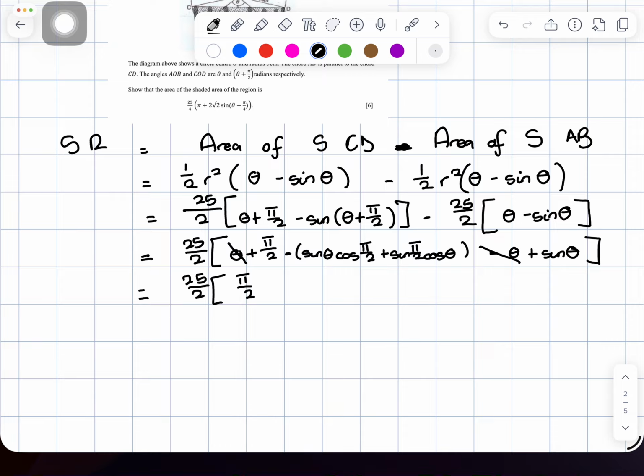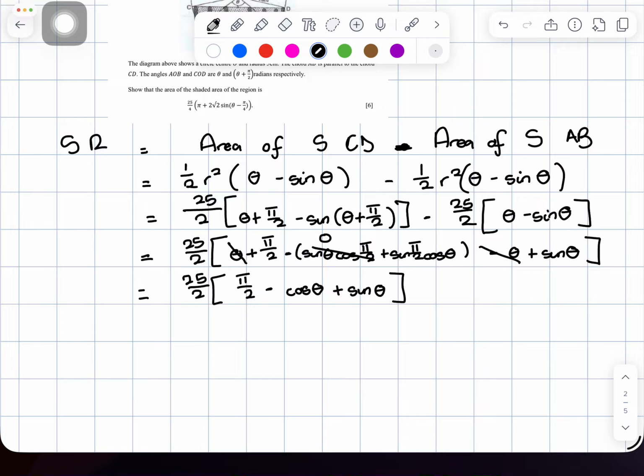Pi over 2 minus, we know that cos pi over 2 is 0, because pi over 2 is 90 degrees. You can confirm on your calculator. So this whole thing will become 0. So we're going to be left with what? Sine pi over 2 is 1. So we're going to be left with minus cos theta plus sine theta.